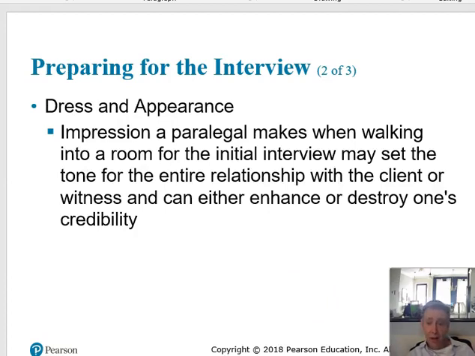Okay, the impression a paralegal makes when walking into a room for the initial interview may set the tone for the entire relationship with the client or witness, and can either enhance or destroy one's credibility. Dress nicely. You don't have to look like you're going into a gala. You don't need to look like Meghan Markle. You just have to look professional and clean, and that you take your job seriously.